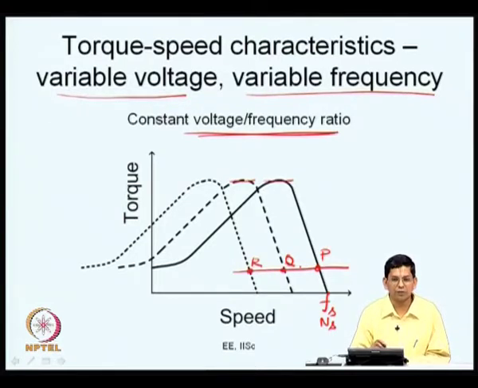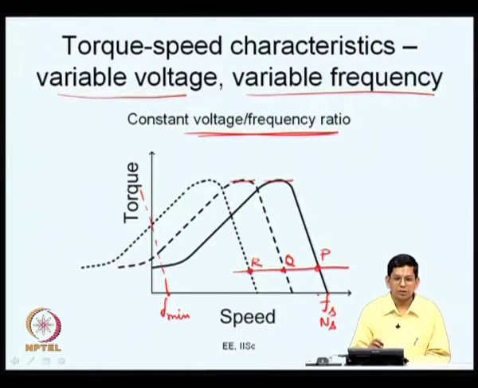That is what we saw. At starting, what we will typically do is apply a very low frequency, such that the starting torque itself is fairly high. Once you apply that small frequency, let me call this f minimum, you then gradually increase f minimum all the way to what you need to apply. This is what is called a slow start in constant V/F induction motor drives.